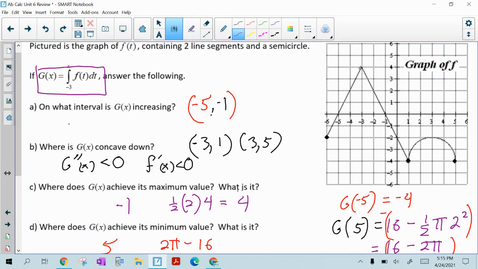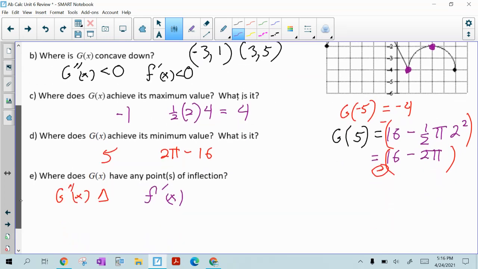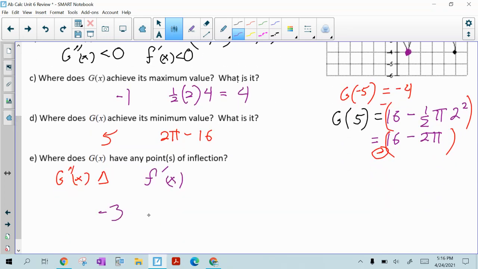So I'm going to say I've got one here at 3. I've got one here at 1. My slope changes from, at -3, it changes from positive to negative. Then at 1, it changes from negative to positive. And then again at 3. So 3, 1, and 3 are going to be my points of inflection.